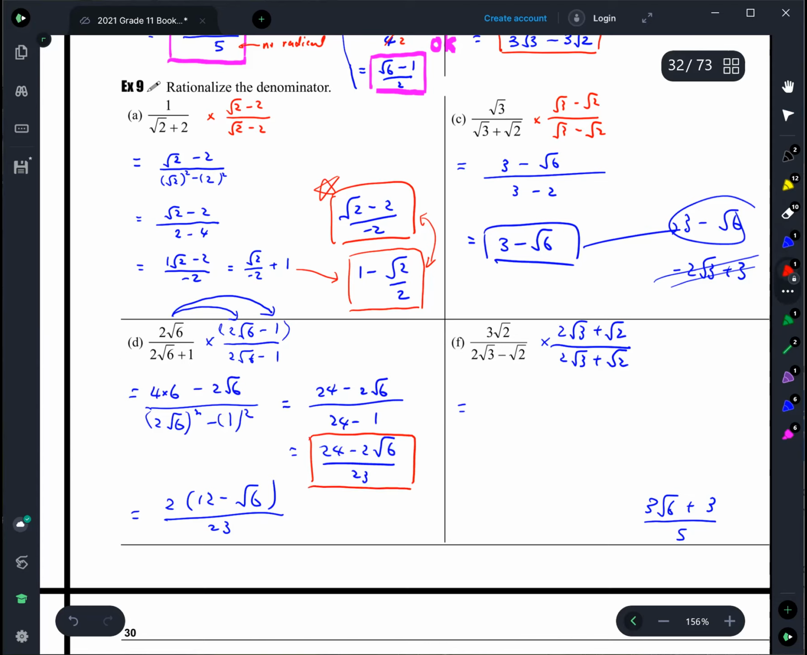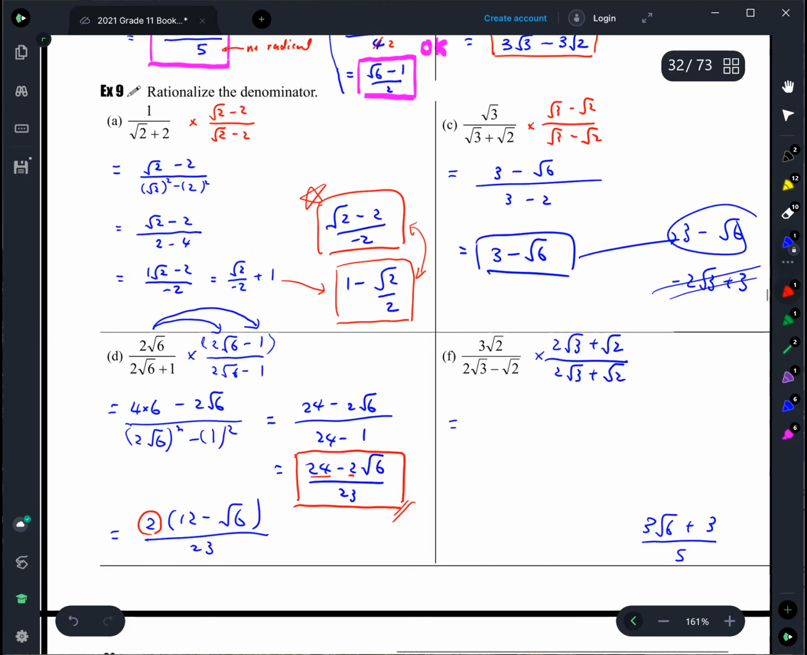I think Aaron factored out the 2, because the 2 and 24 can both be divided by 2. So he took the 2 out, but you don't need to do that, because there's nothing for the 2 to reduce with at the bottom. 2 and 23, we can't really do anything. So there's no need to take it out. You could just leave it there. Got it, Aaron? Yes, I understand it.